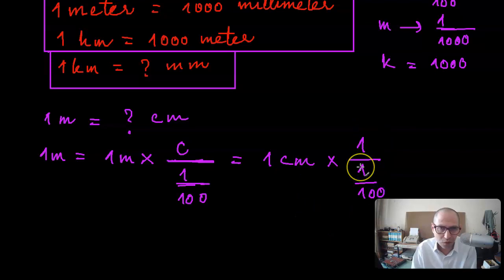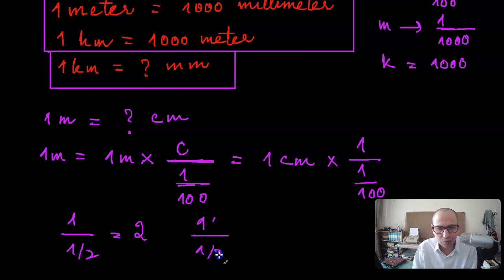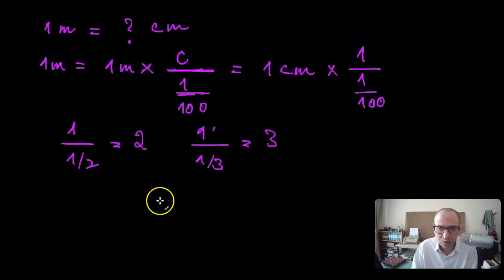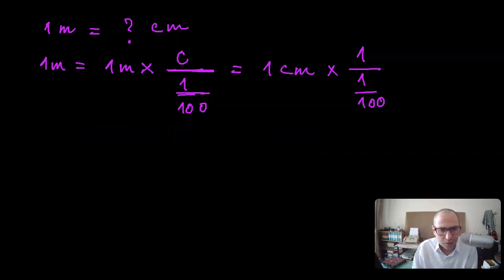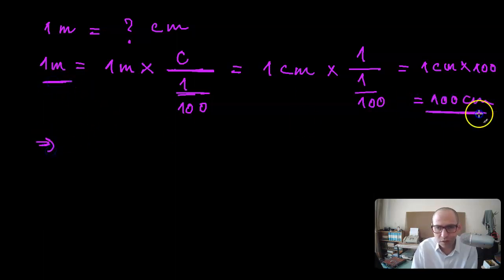1 over 1 over 100. Now 1 over 1 over 100 is just 100, because, for example, 1 over 1/2 is the same thing as 2, and 1 over 1/3 is the same thing as 3. In general, 1 over 1/a is equal to a, a being any number. So this is 1 centimeter times 100, which is just 100 centimeters, which tells me that 1 meter is the same thing as 100 centimeters.